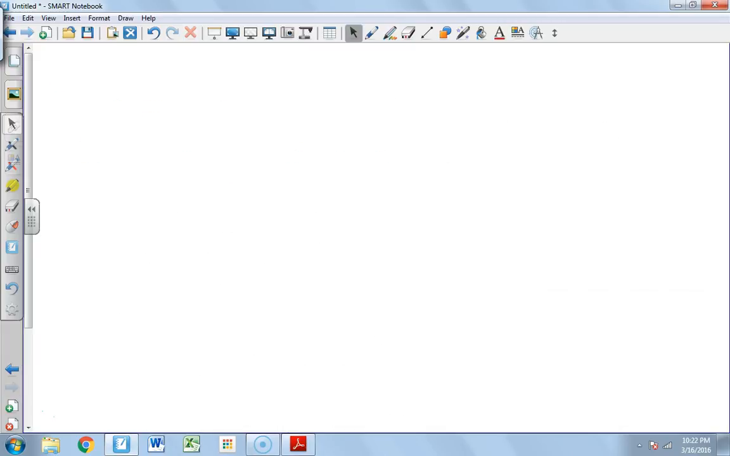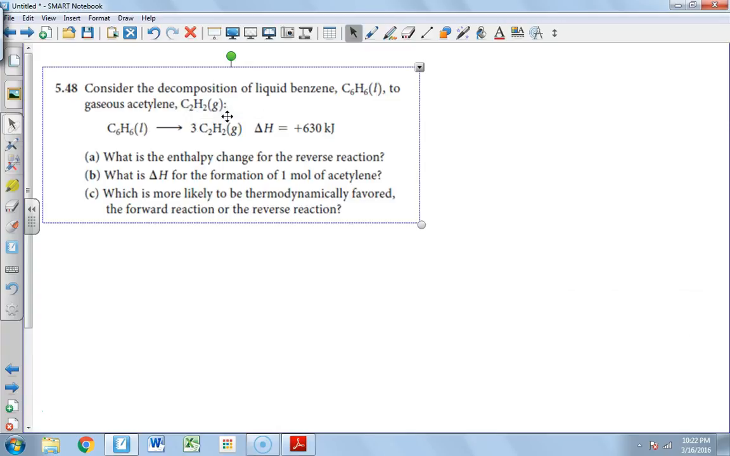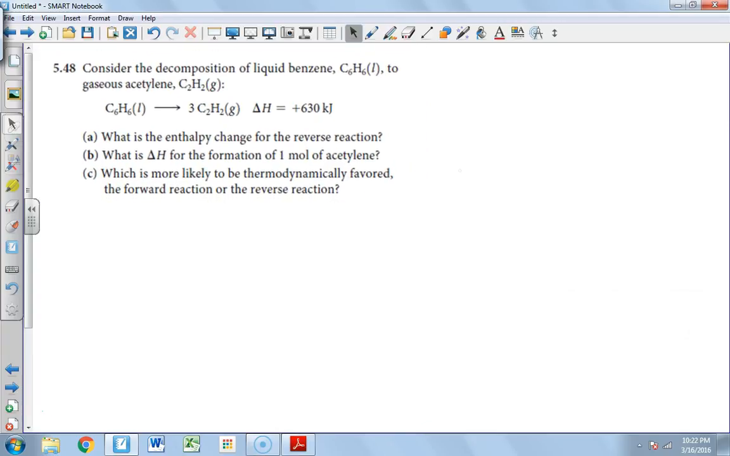So let's go forward. And we can paste this question right here. Okay, so it says consider the decomposition of liquid benzene, and it gives us a reaction. Now part A says what's the enthalpy for the reverse reaction. Well, if you reverse the reaction, you end up changing the sign. If it's positive, it becomes negative. If it's negative, it becomes positive.